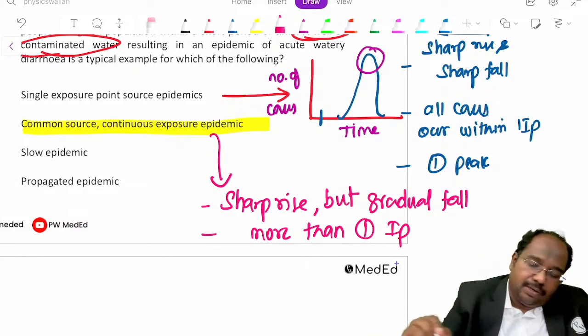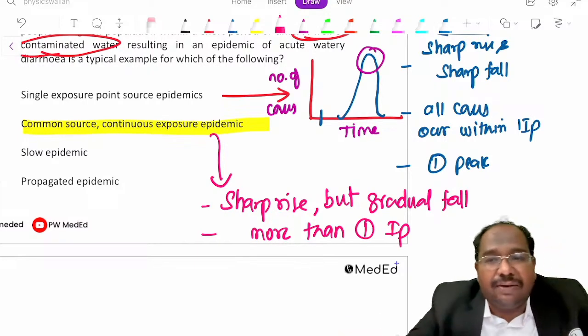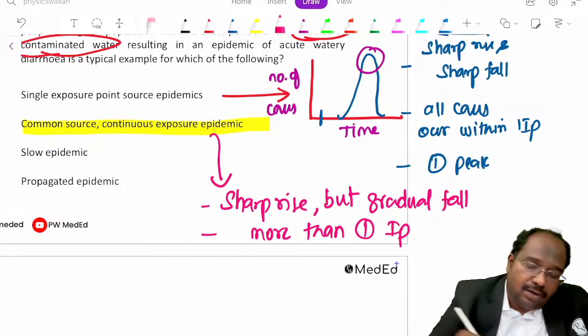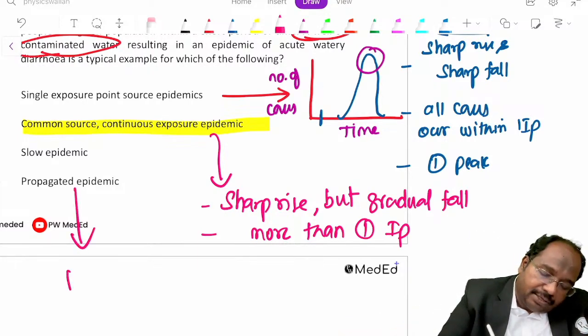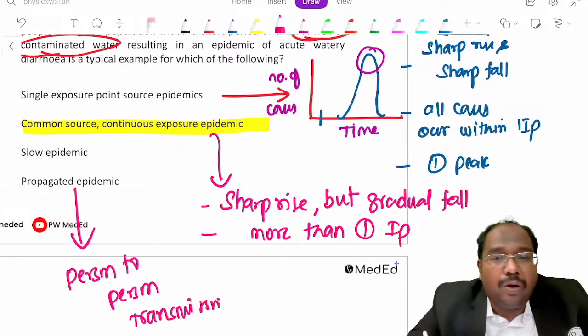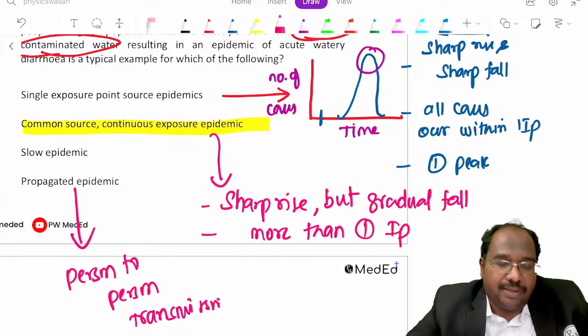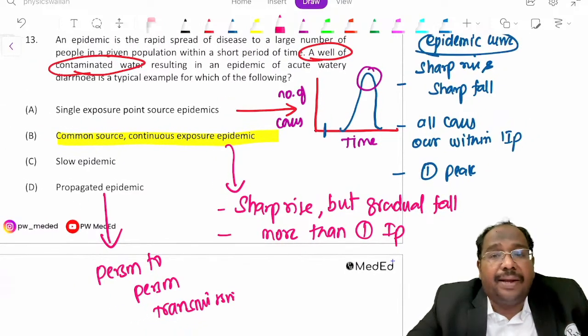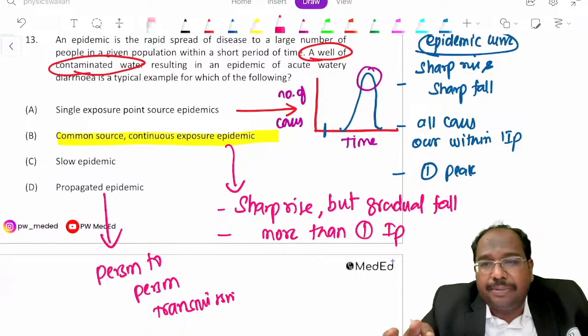In both these conditions, there will not be any person to person transmission. In a propagated epidemic, person to person transmission will be there. COVID and all will come under propagated epidemic. Am I clear? So for the first two, there is no person to person transmission, and in a propagated epidemic, we will have person to person transmission.